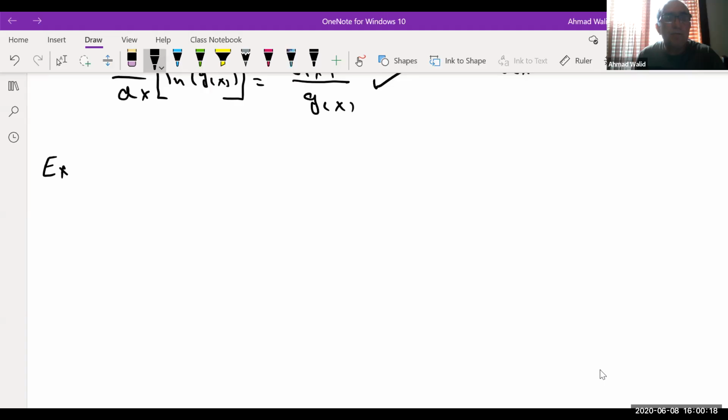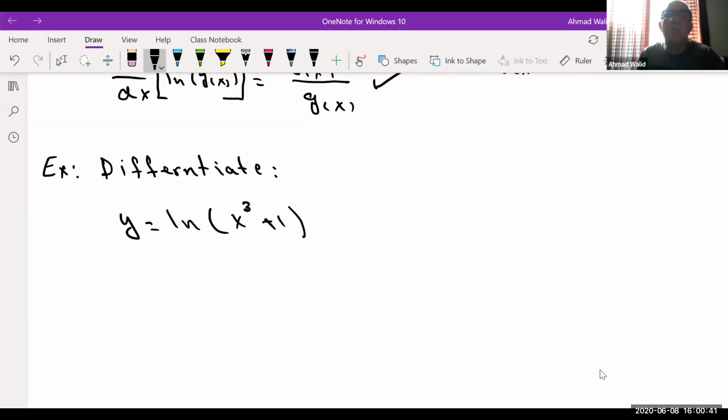Example number 1, differentiate y equals ln of x cubed plus 1. Here, x cubed plus 1, it's not just ln x, it's ln u, or ln of g of x, correct?